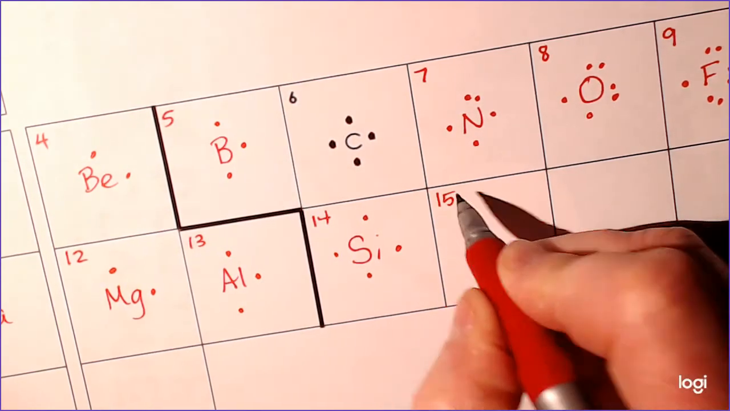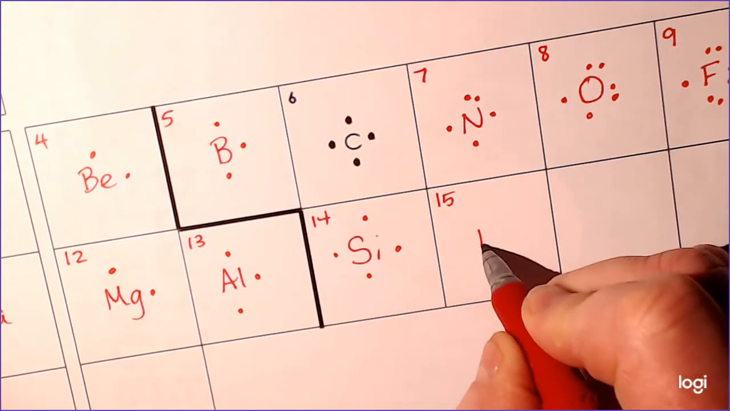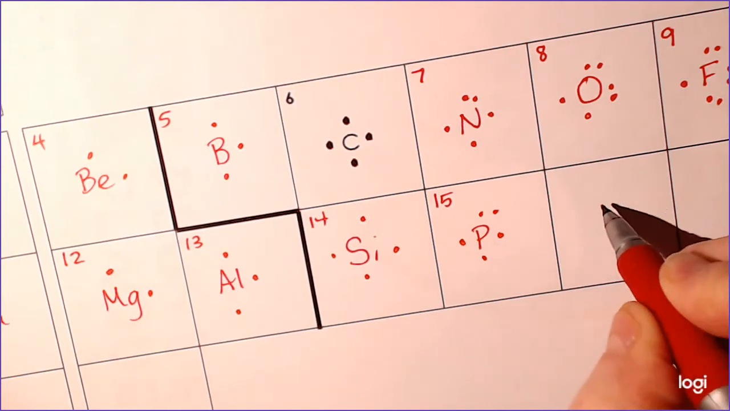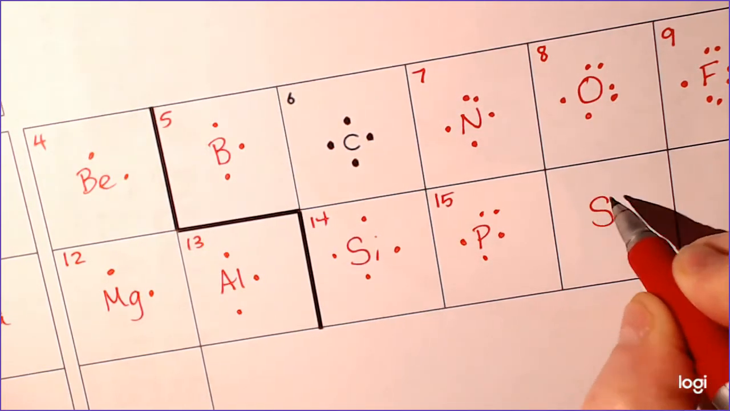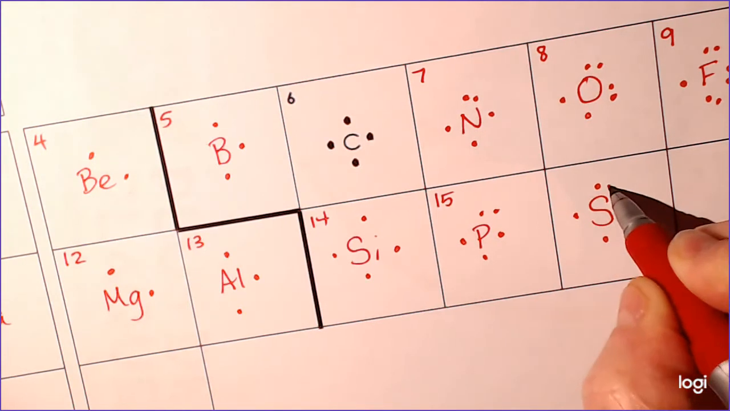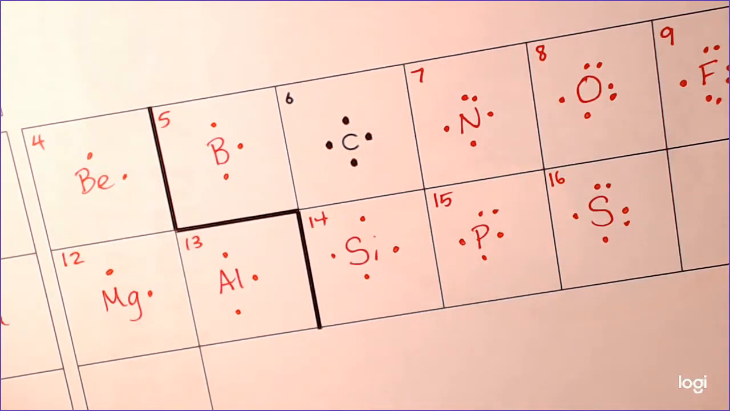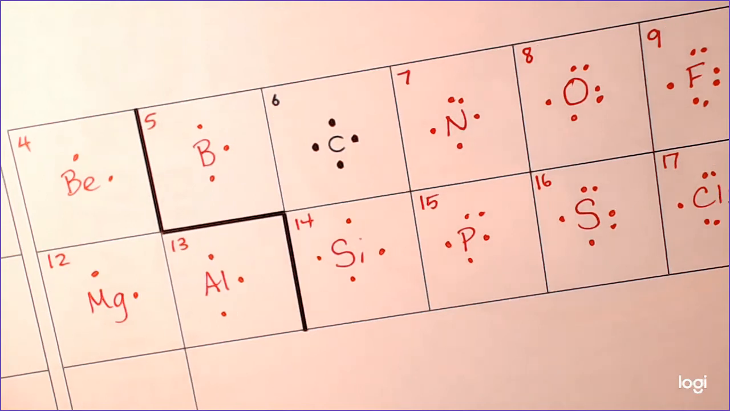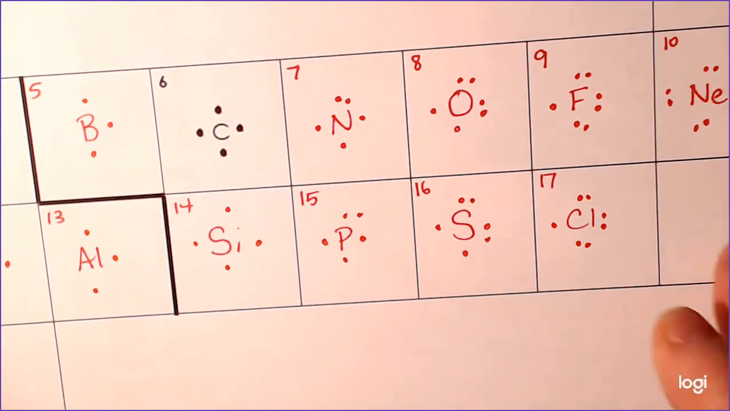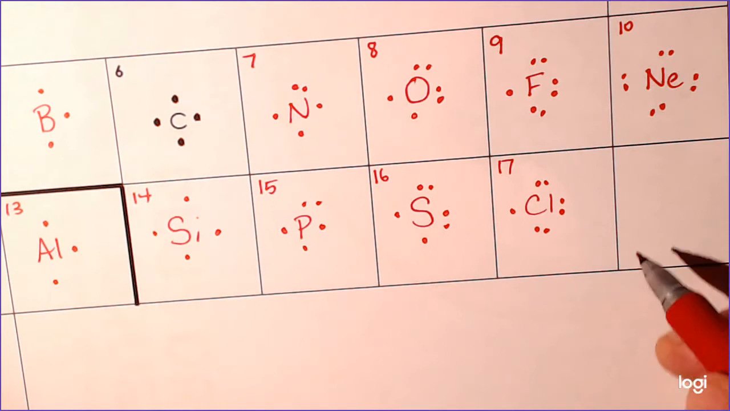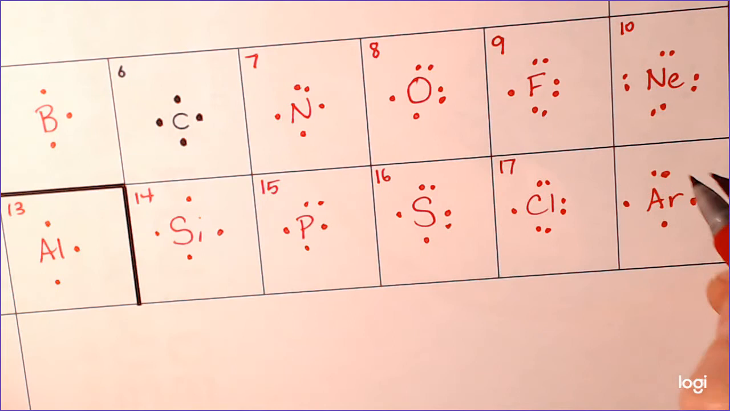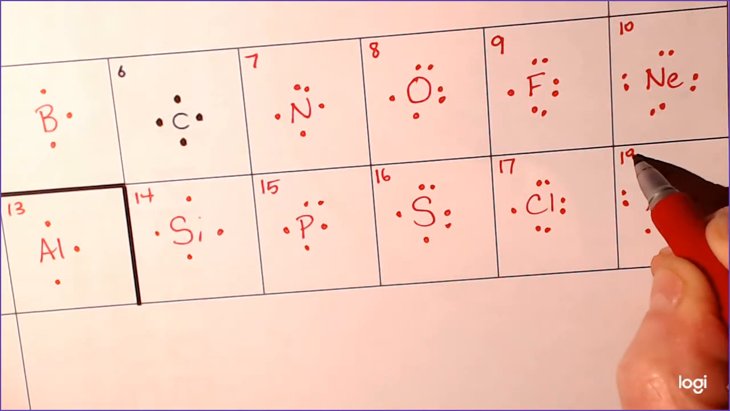Our next guy is 15, and we've got our phosphorus here, and 1, 2, 3, 4, 5. All right. Next to this is our sulfur. 1, 2, 3, 4, 5, 6, and it's number 16. Number 17 is our chlorine. 1, 2, 3, 4, 5, 6, 7. Uh-oh, another really, really reactive element. And then next to that we've got our calm, cool, collected argon. 1, 2, 3, 4, 5, 6, 7, 8, and it's number 18.